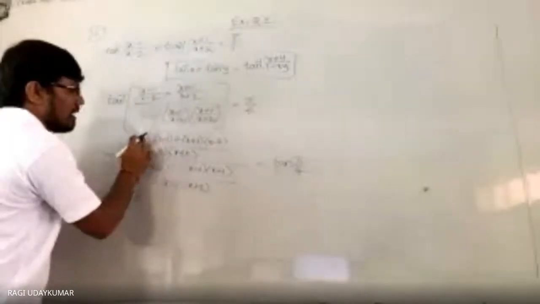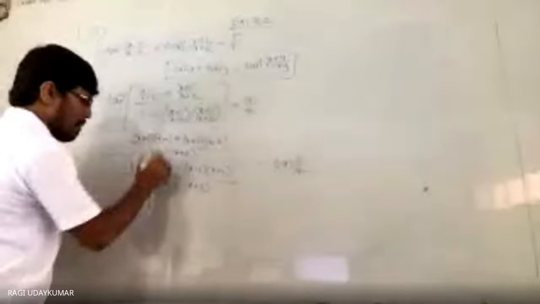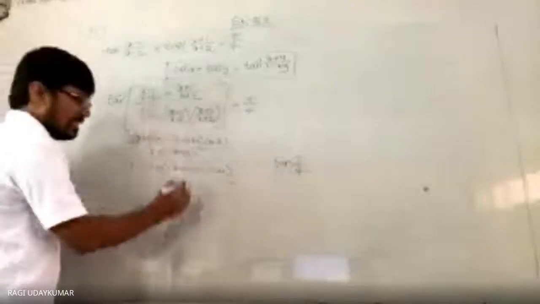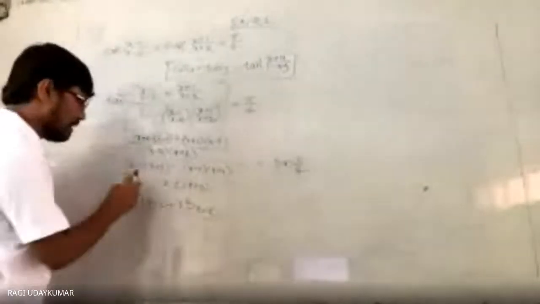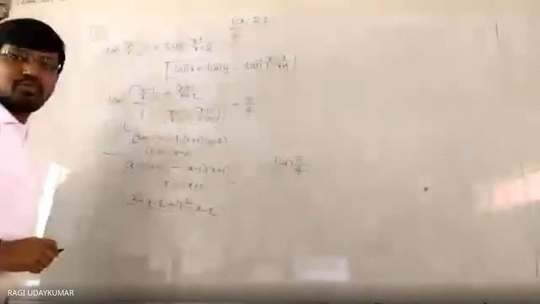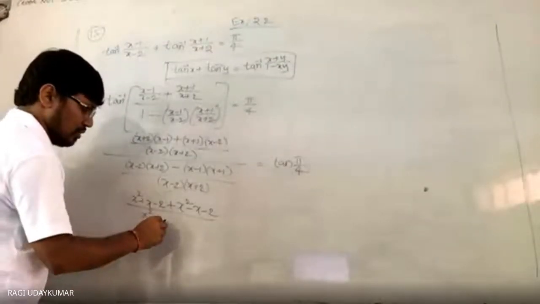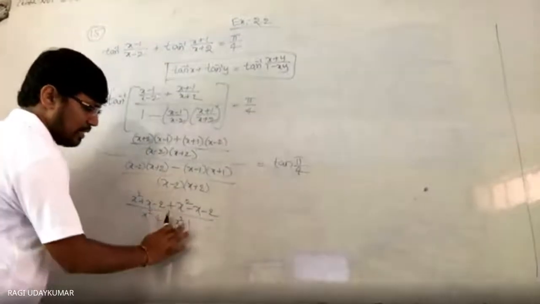On simplification, you will get x square plus 2x minus x minus 2 plus x square minus 2x plus x minus 2, divided by x plus 2 into x minus 2, which is x square minus 2 square, that is x square minus 4, minus x square plus 1 you will get.